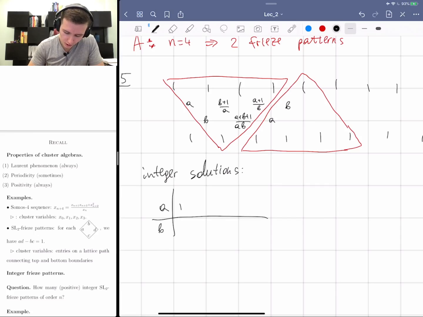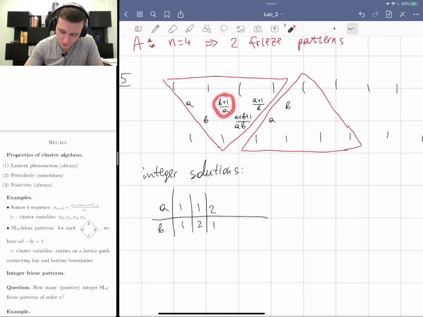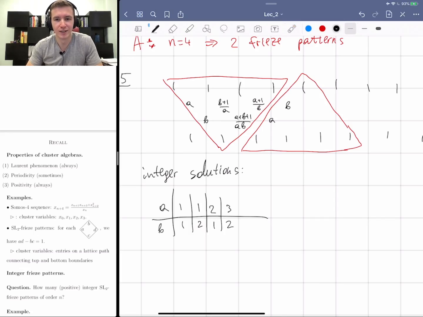So for example, 1, 1 is an integer solution. Can you give me some other ones? Oh, okay, great. 1, 2, and 2, 1. If one of them is 2, then this is always 1 plus 2 plus 1 is 4, and this is going to be 2. So these are all integers. Any other? Okay, 3, 2. It's symmetric, so 2, 3. Yes. Anything else?